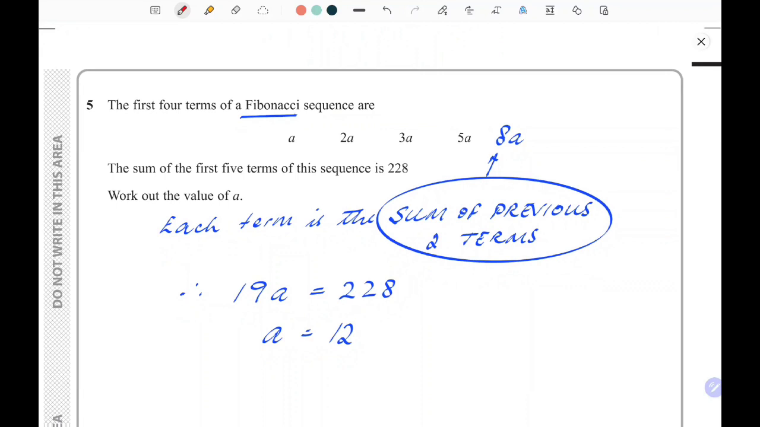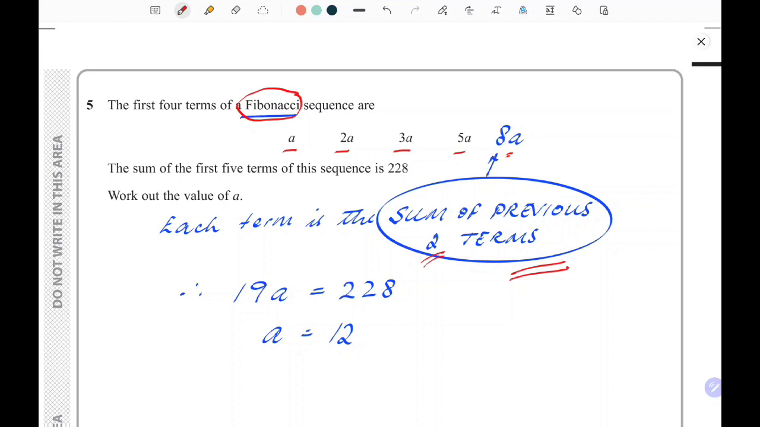This one's a little bit of an interesting one. There's a sequence of numbers, and you can see what they are. A, 2A, 3A, 5A, 8A. This is actually what the Fibonacci is. The Fibonacci is made up of the sum, like this thing here, the sum of the previous 2 terms, all right? So you're starting with A, and then the second one is just 2a, right? The third one, the 3a, is made up of a plus 2a, okay?